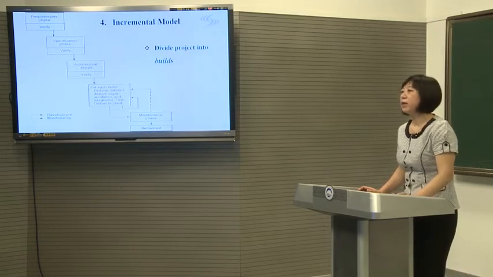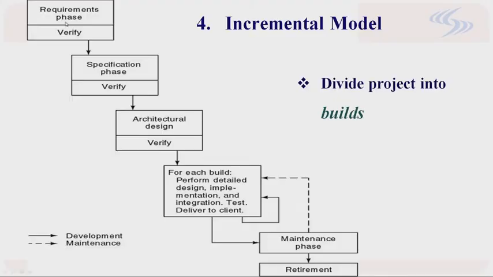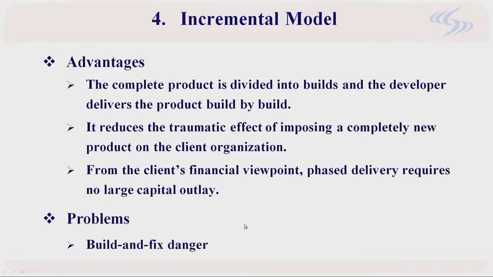Next one, the incremental model. This diagram tells us that the first phase is the requirements phase, and the second is the specification phase. It's just the same as the previous models. But the third phase is architecture design. And then the system is divided into builds. And then for each build, perform detailed design, implementation, integration and test, and deliver to the client.